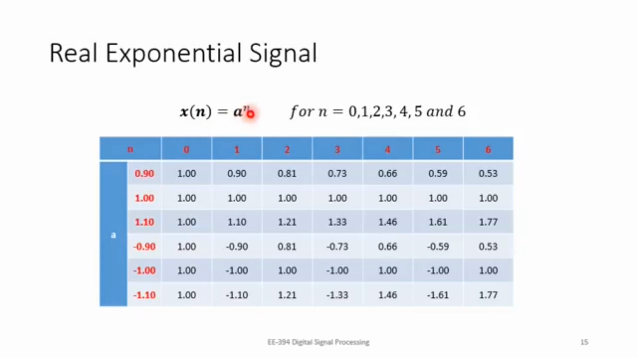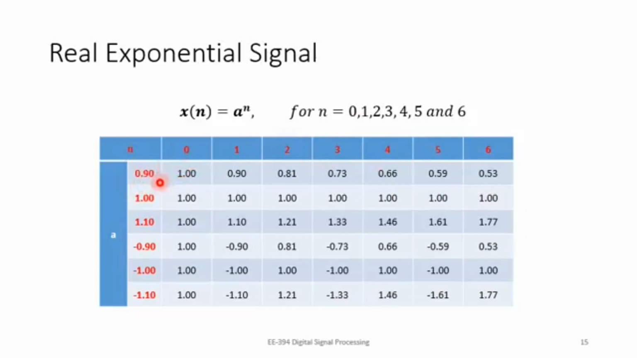If I want to calculate the values of this, then for various values of n, it will be 0.9 raised to power 0, 0.9 raised to power 1, 0.9 raised to power 2, 0.9 raised to power 3, 0.9 raised to power 4, and so on. So the second row indicates all the signal values when the value of a is 0.9, and it is calculated for all these values of n.